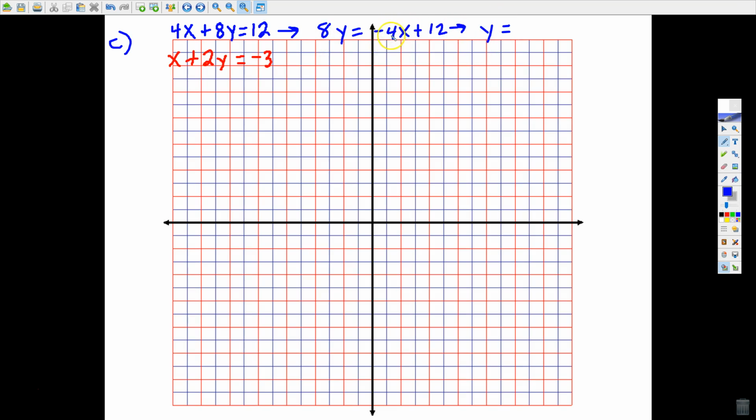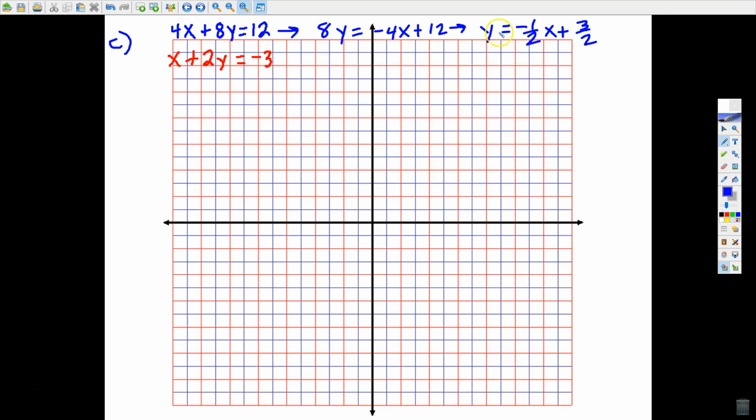Dividing by 8, I'm going to run through this pretty quickly, makes this -1/2x, -4/8, and it makes this +3/2. 12/8 reduces to 3/2.